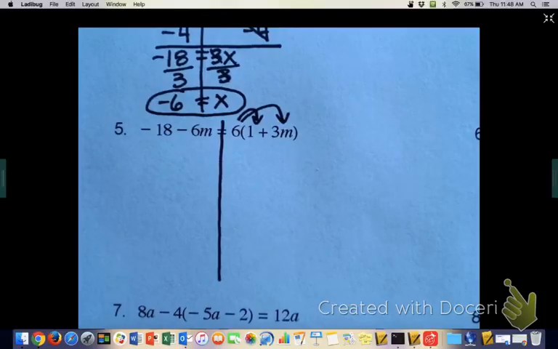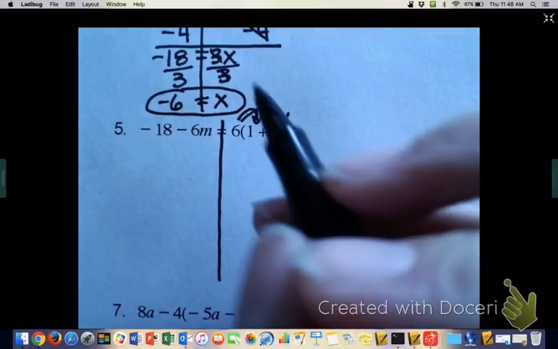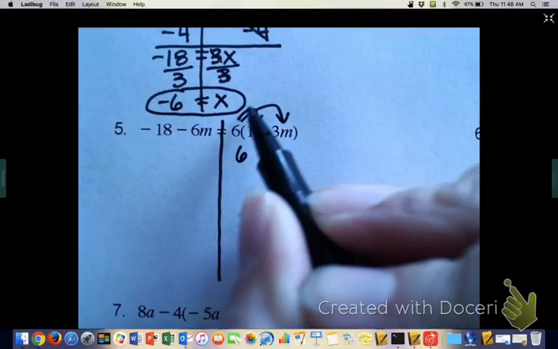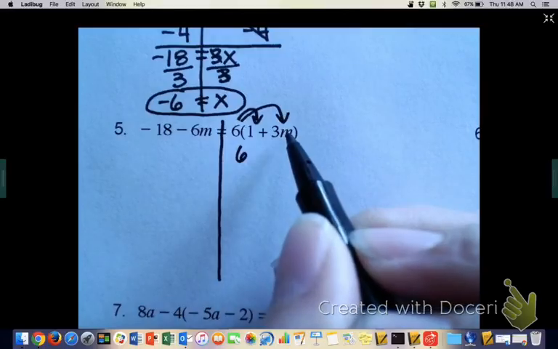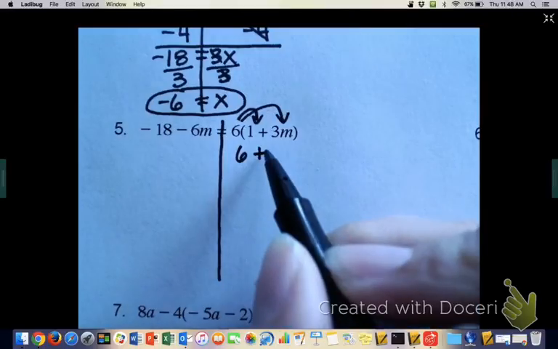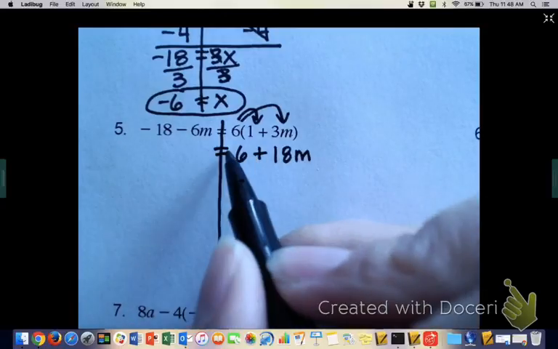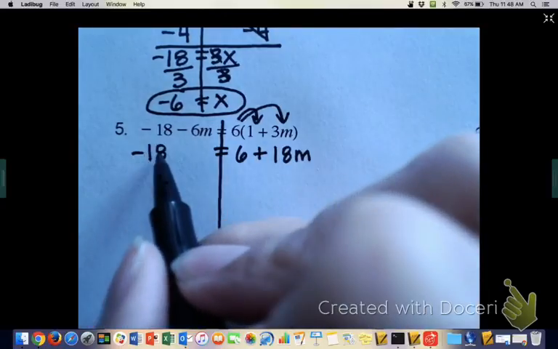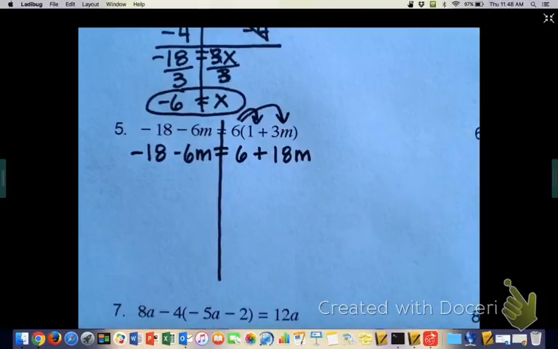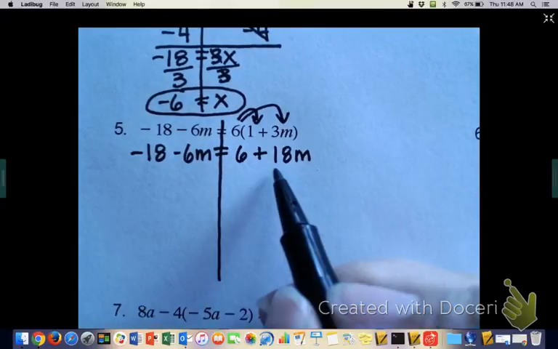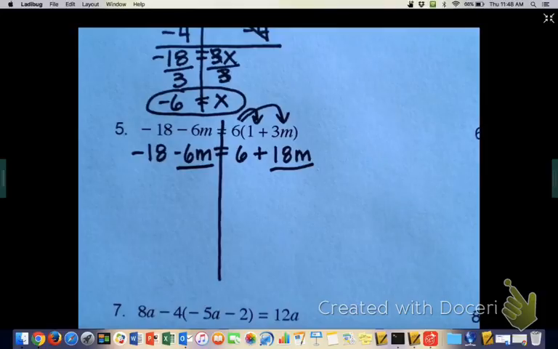And when you distribute, or when you kiss the parentheses goodbye, that is multiplying. So 6 times 1 is 6. 6 times 3m, they're both positive, so put a plus, is 18m. On the left, I'm just going to bring everything straight down for now. We haven't done anything with any of it yet. And now we have some like terms on different sides of the equation, so we're going to have to move one to the other side.